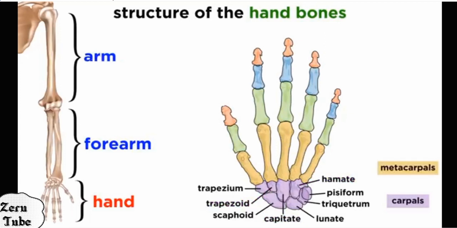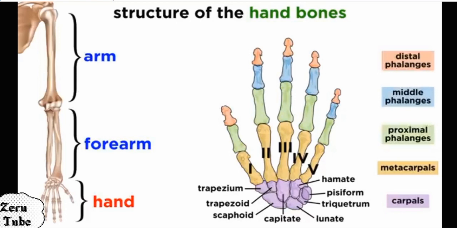The second parts of the hand is metacarpal bone. The metacarpal bone is the bone which is found at the middle parts of the hand, and the number of metacarpal bones are 5. Metacarpal 1, metacarpal 2, metacarpal 3, and metacarpal 4. The final one is metacarpal 5. The rest are phalanges. We can divide the phalanges as proximal phalanges, middle phalanges, and distal phalanges.